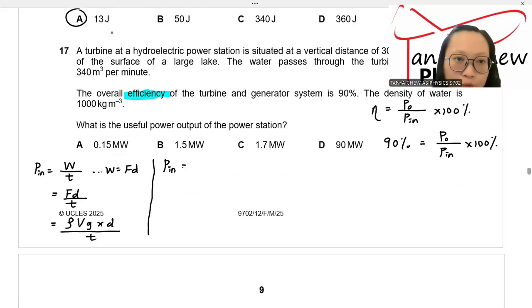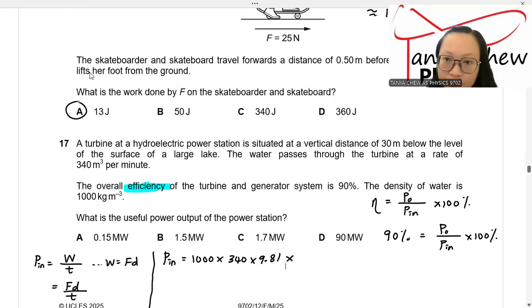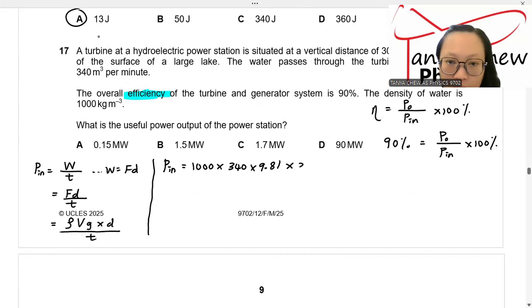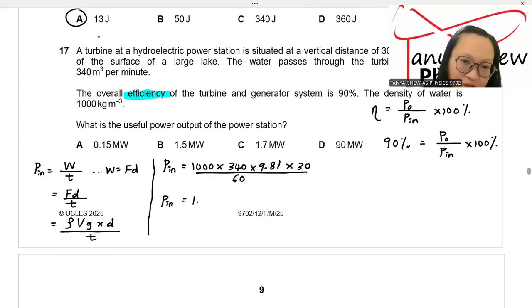P input: rho is the density of the water, 1000, right? V is the volume, 340, right? g is 9.81, and the height is 30 meters. So this is 30 meters divided by time per minute. Can you see? 1 minute is equal to 60 seconds. So you find your input power, which is equal to 1.668 times 10 to the power of 6 watts.